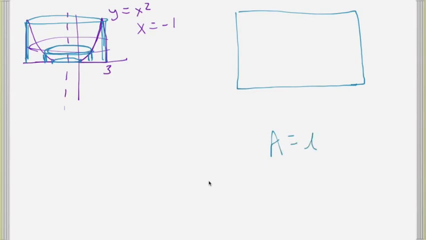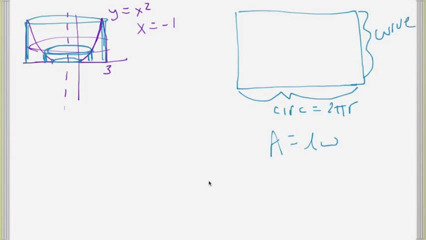Area of a rectangle is length times width. The length of this will have been the circumference of our ring, which is 2 pi r. The height of this will have been the curve. Our radius of any of these shells is going to go from our line of revolution out to wherever we cut that ring. What is, let's say for height, the curve? For the height, yes.